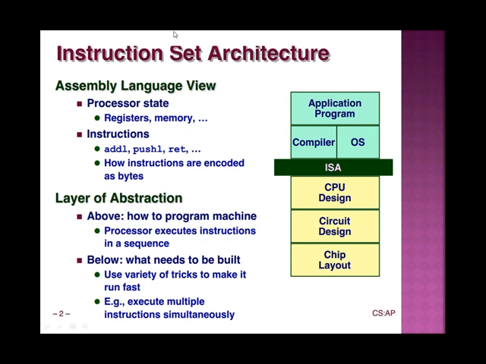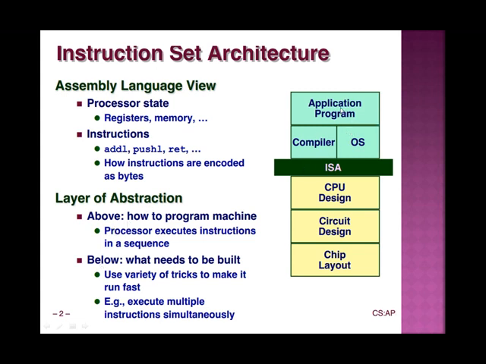This contains multiple parts. First is the processor state, that includes registers and memory. Then instructions, that includes add, push, return. Then it also says how instructions are encoded as bytes. So the first one is the assembly language view, then the layers of abstraction. There are multiple layers, the above layer and the below layer.